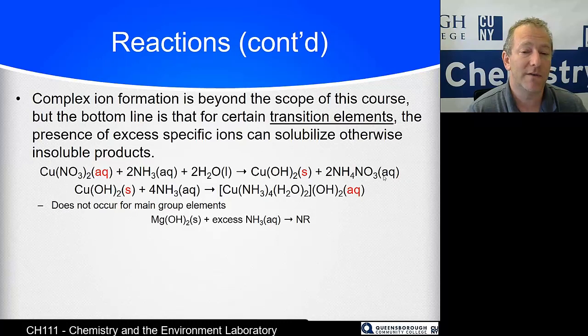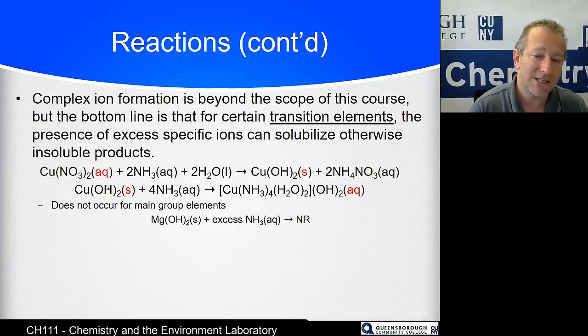Something else that you'll observe in this lab that is beyond the scope of the course, meaning it's not taught in 151, is complex ion formation. The bottom line for complex ion formation is that for certain transition elements, giving an excess of a certain ion can solubilize, make dissolve, something that's otherwise insoluble, not dissolved.